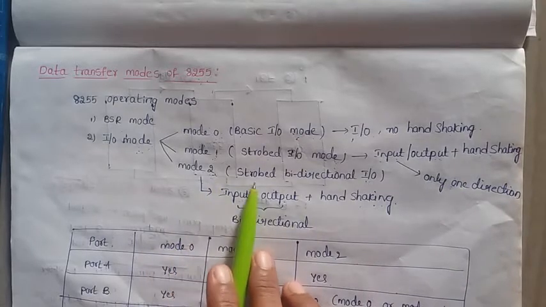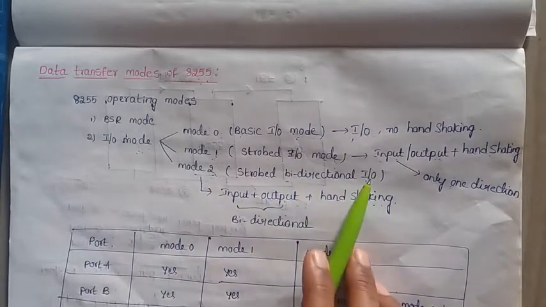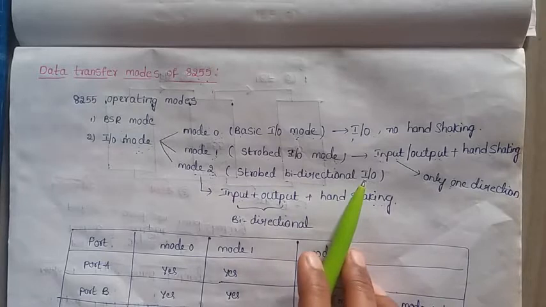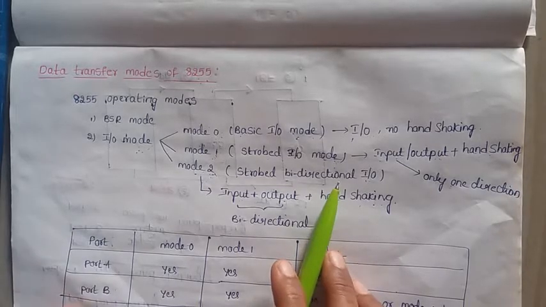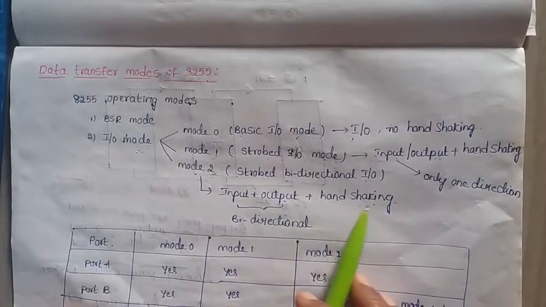Coming to mode 2, it can be operated in strobed bidirectional IO mode. Bidirectional, that means one port can be used for both input and output, and one port can be used for sending the data and also for receiving the data with handshaking.